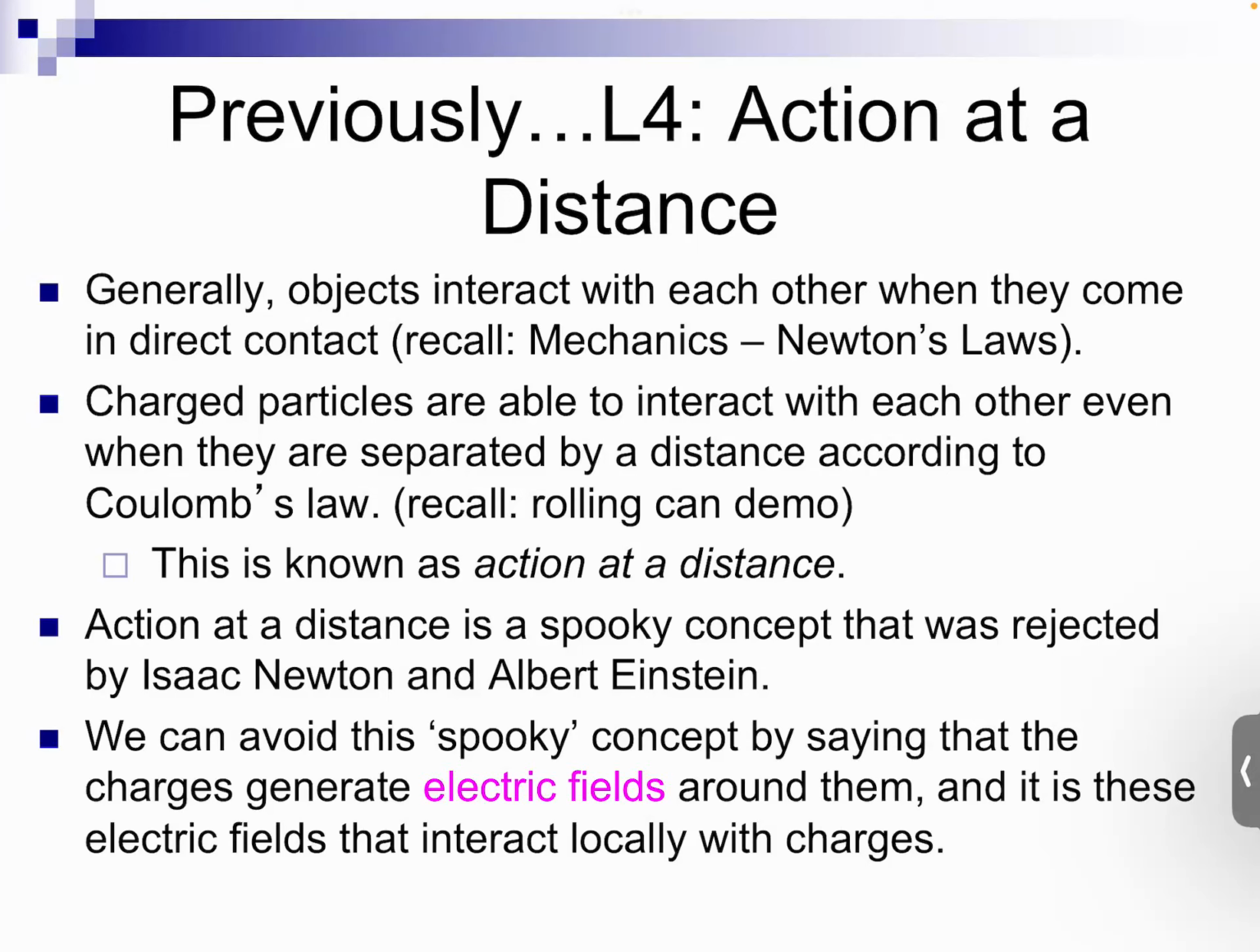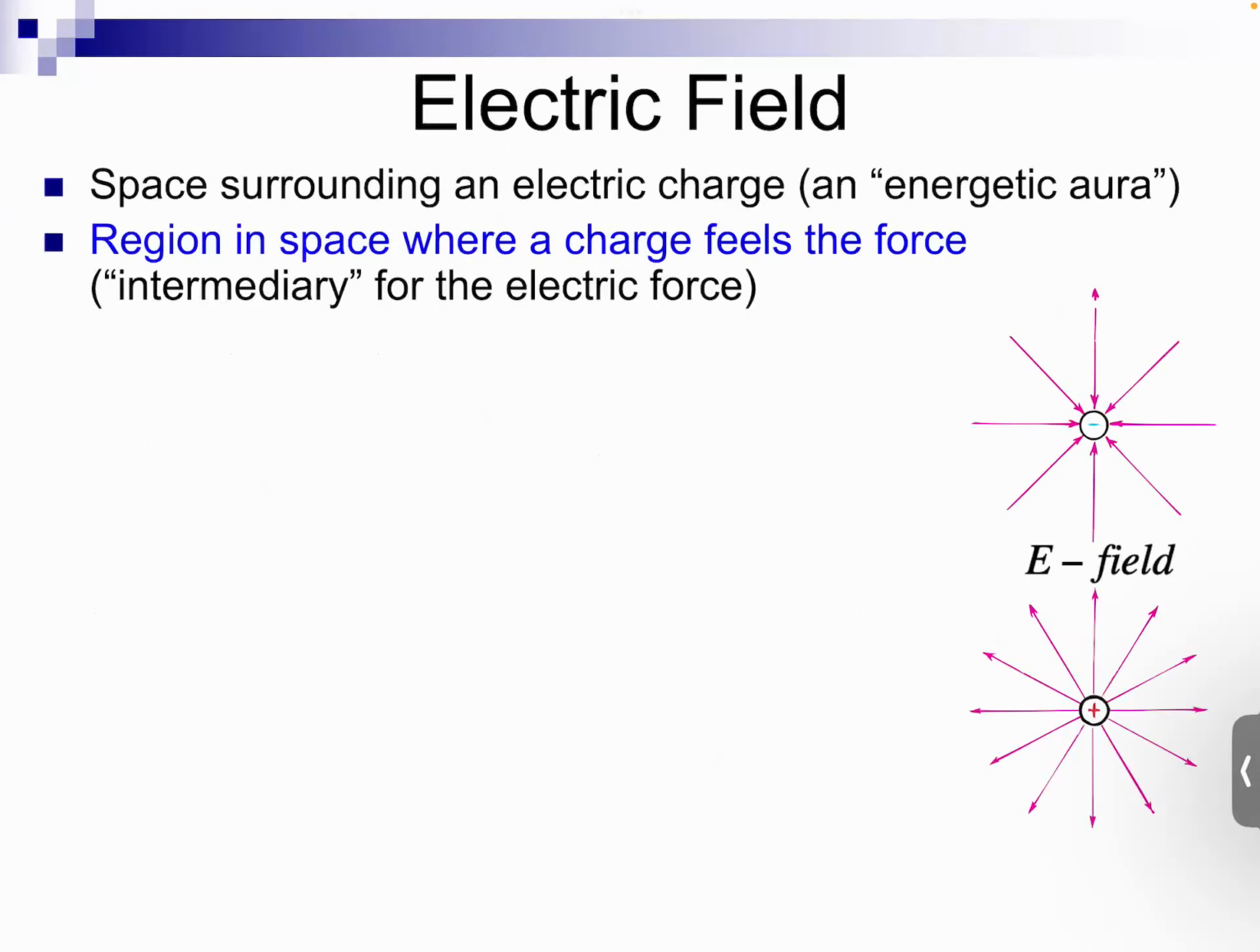Incidentally, students nowadays find this concept difficult. It's the fault of Newton and Einstein. Don't blame me. But so then we can define the electric field as a space surrounding a charge. And it's through the electric field that a charge can exert a force on another charge. So we can think of the electric field as the intermediary by which a charge can cause another charge to move.